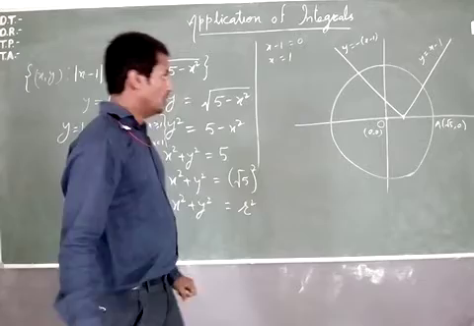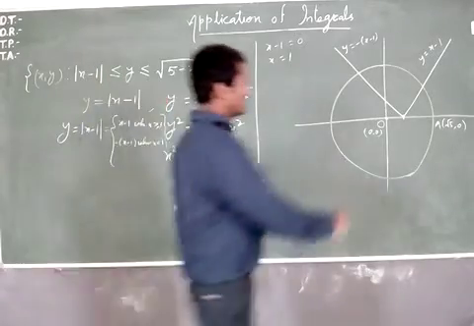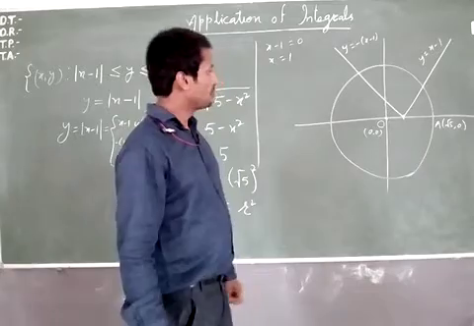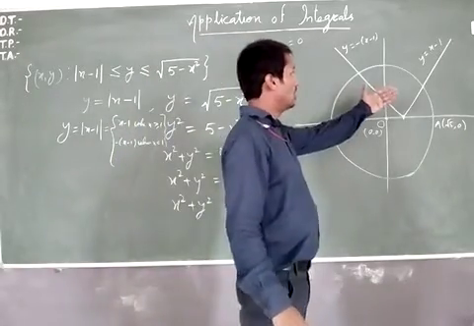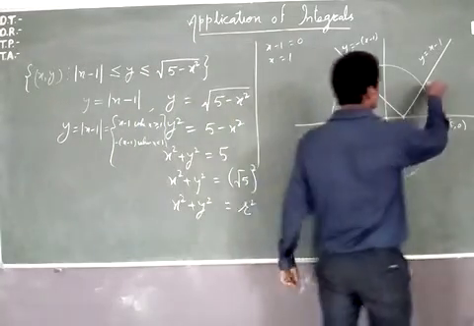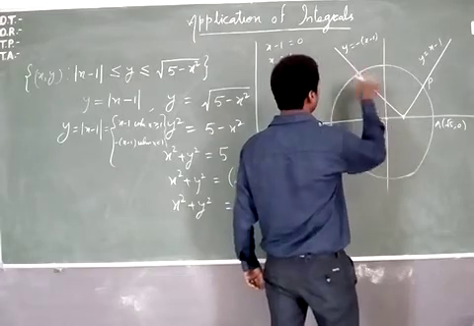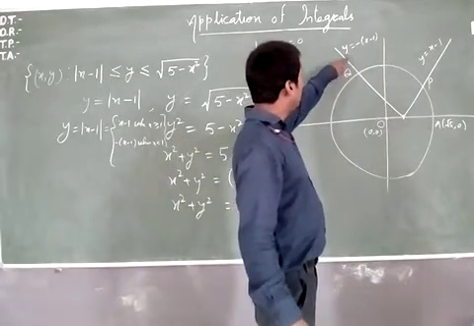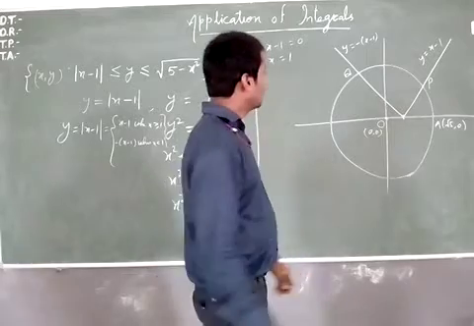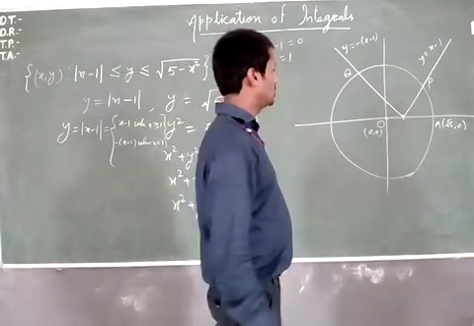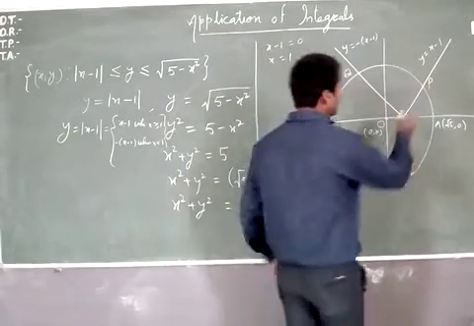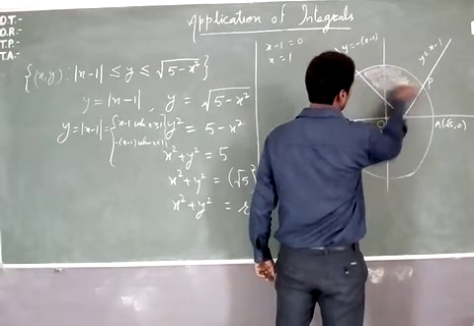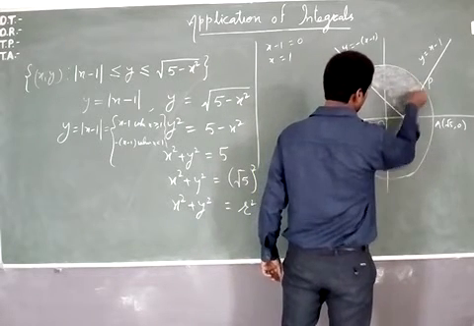First of all, we will try to find the intersecting point. This point is bounded by the circle and the equation of a line, so we can find the coordinate of point P. Similarly, we can find the coordinate of point Q, bounded by the line y equal to -(x - 1) and the equation of the circle. We have to find out only this region.